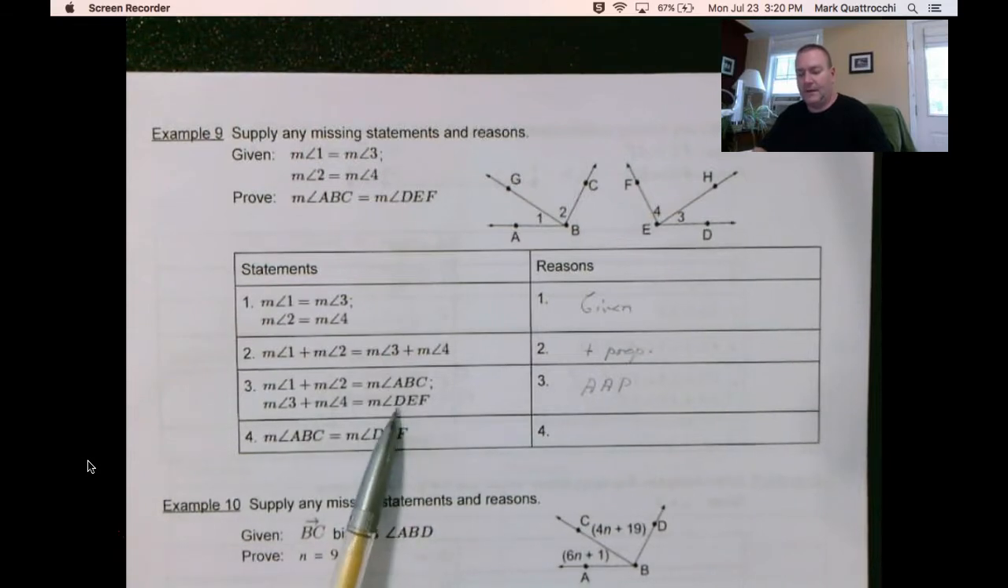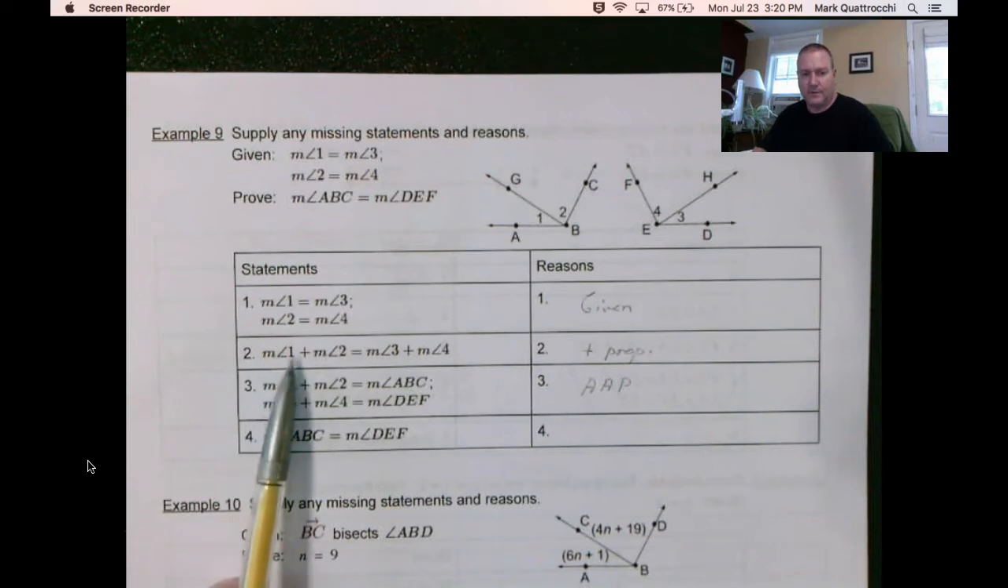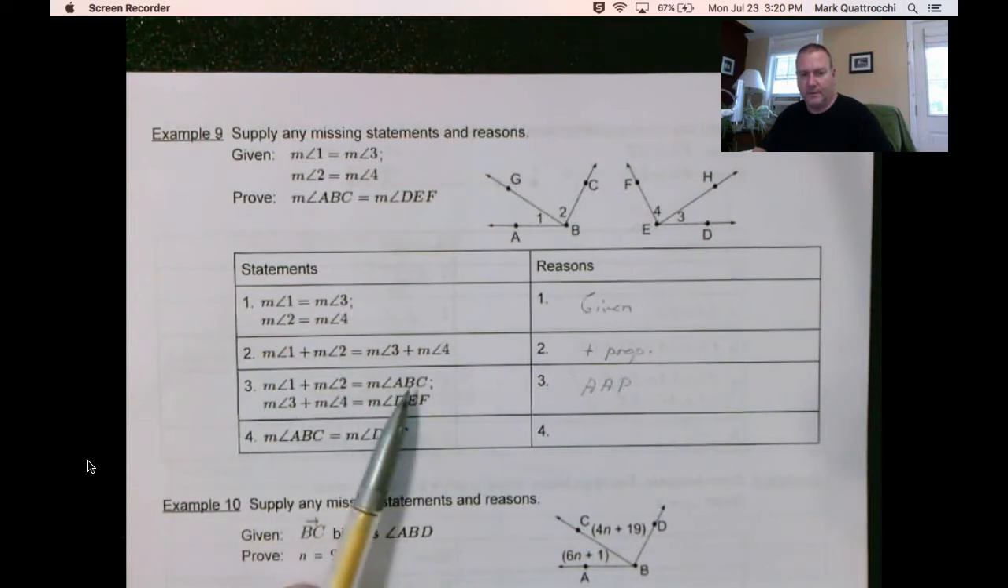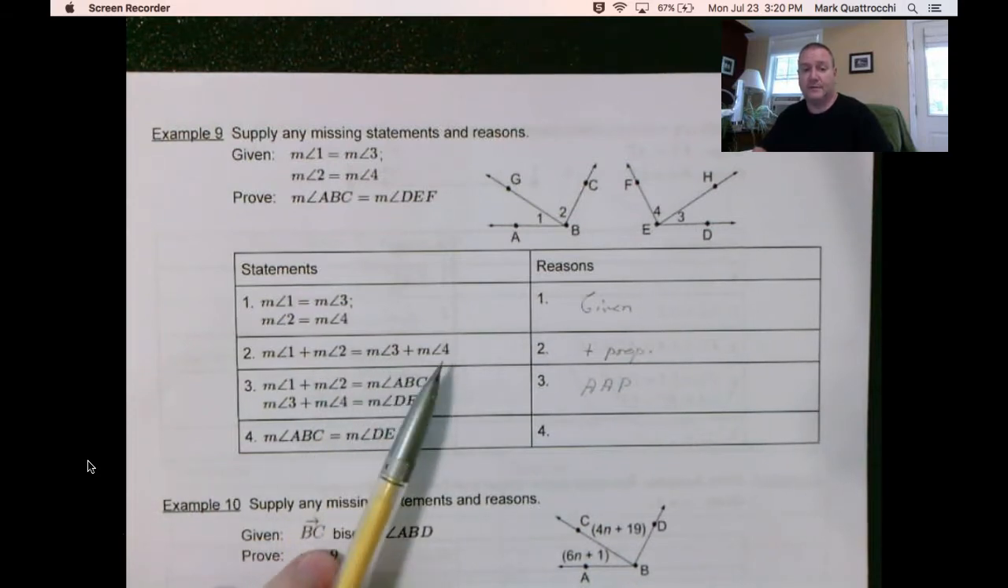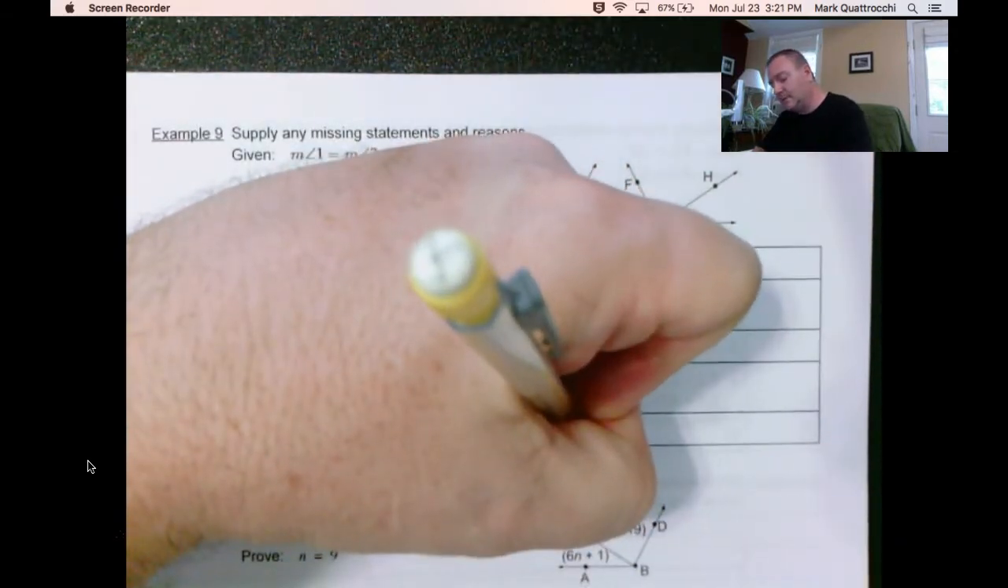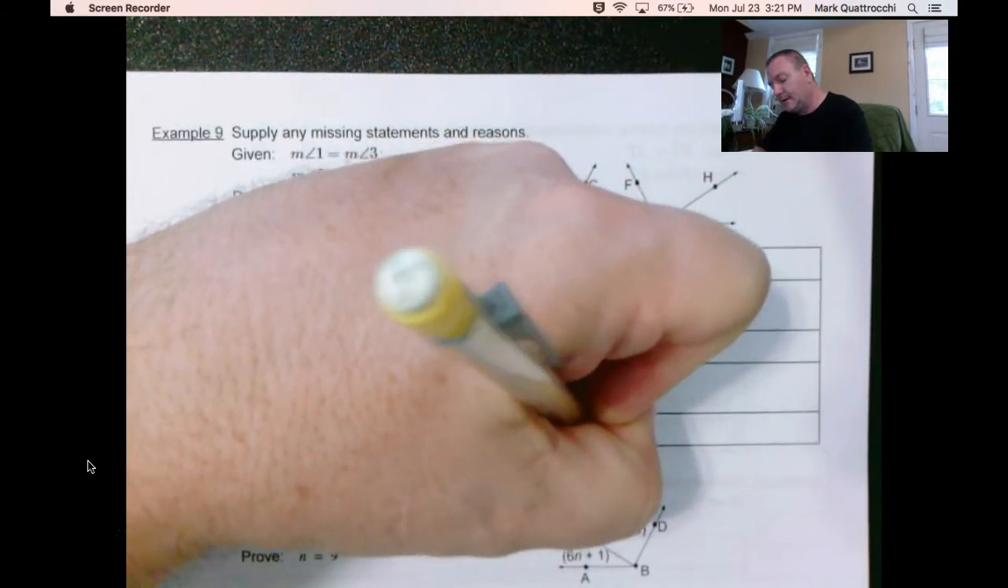What is happening going from statement 2 and 3 to statement 4? Well, measure of angle 1 plus measure of angle 2 can be replaced with measure of angle ABC, and the measure of angle 3 plus measure of angle 4 can be replaced with measure of angle DEF. And we don't say replacing, the official term we use is substitution property.